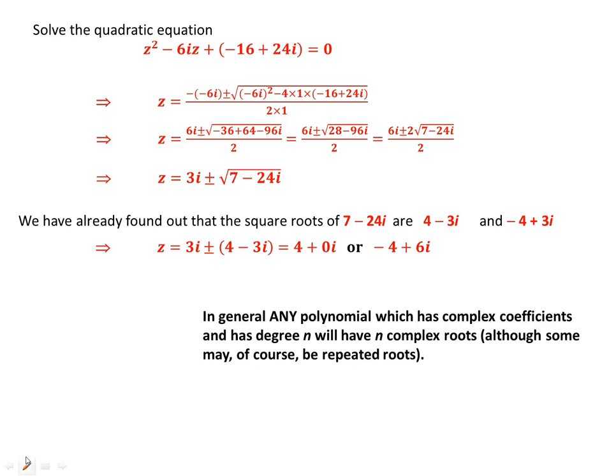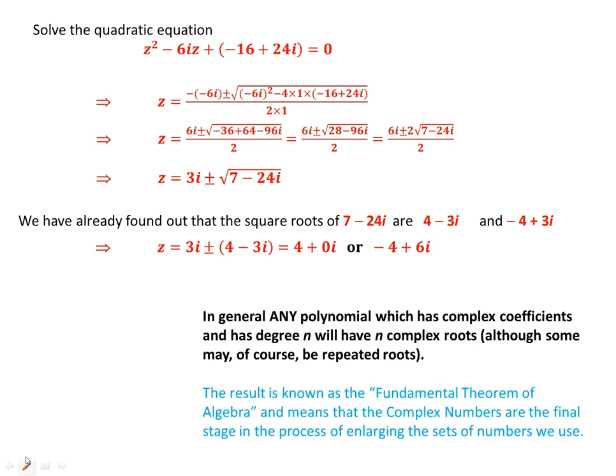Now in general, if we have any polynomial, not just a quadratic polynomial, but any polynomial at all with complex coefficients, if this polynomial has degree n, then it will have n complex roots. Some of those roots may be repeated, but there will certainly be n complex roots there. And what this is telling us is basically that the whole process of making larger and larger sets of numbers to solve equations has actually finished with the complex numbers.